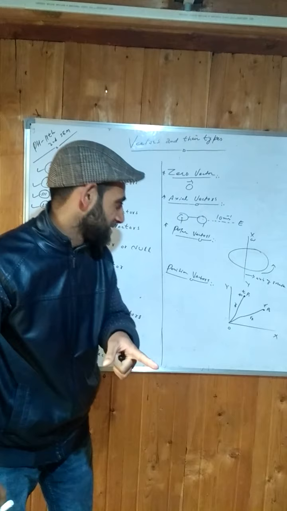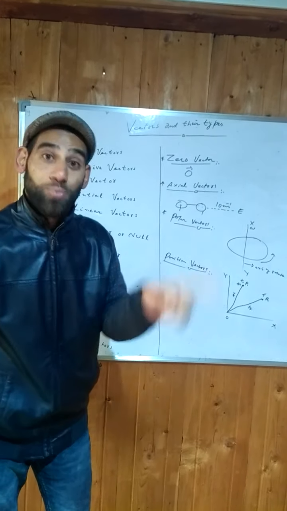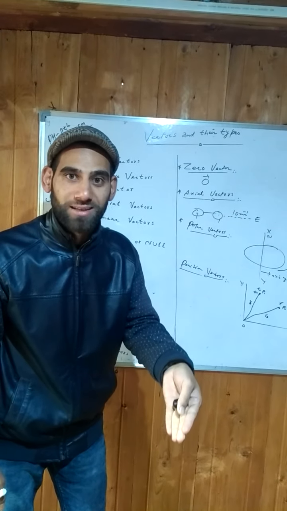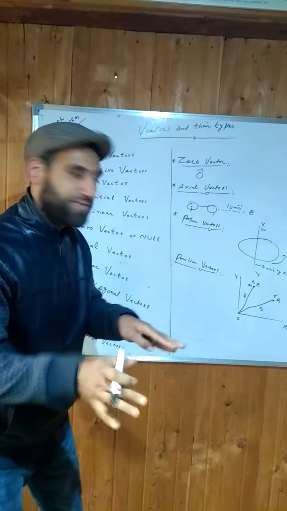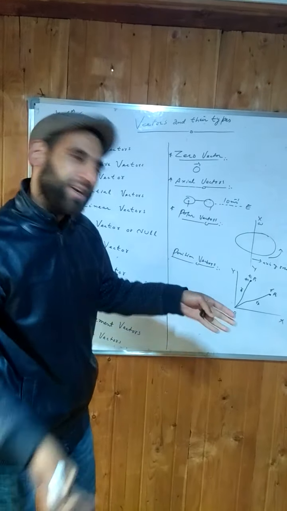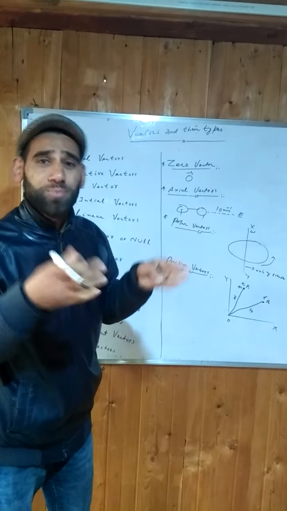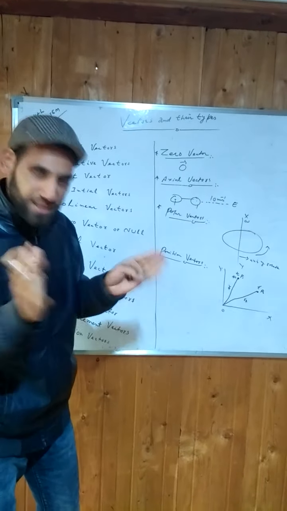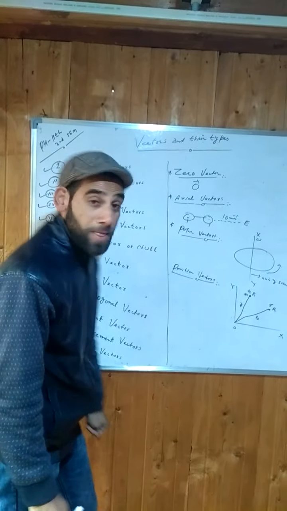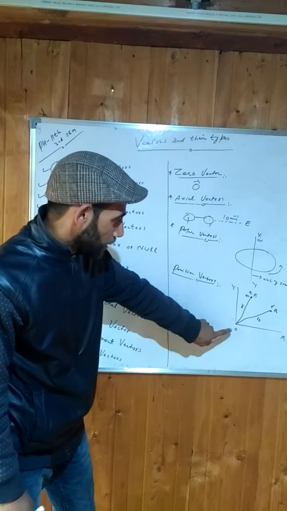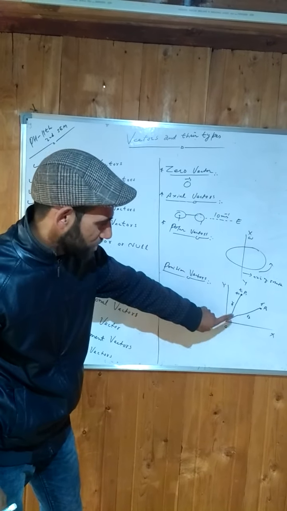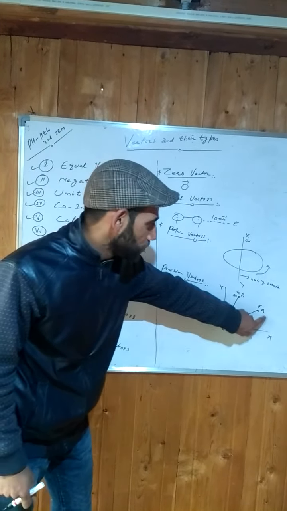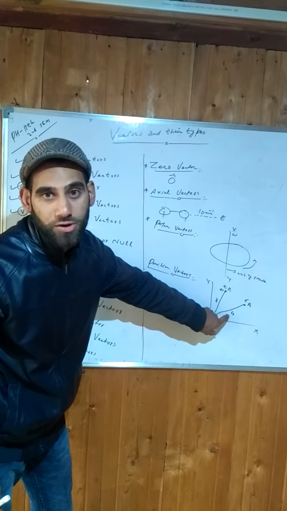The vectors which give us the position of a moving particle with respect to the origin are called position vectors. In other words, those vectors which give us the position of a moving body are called position vectors. Here OP1 is the position vector which is equal to R1, and OP2 is the position vector which is equal to R2.